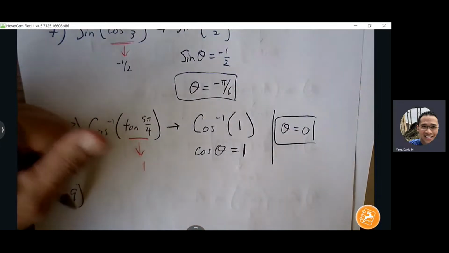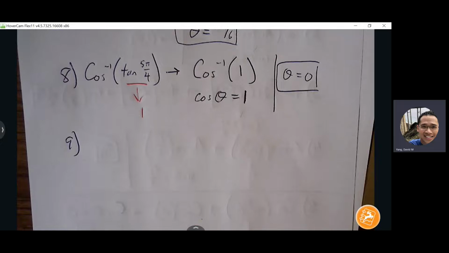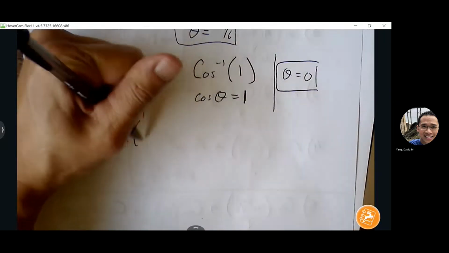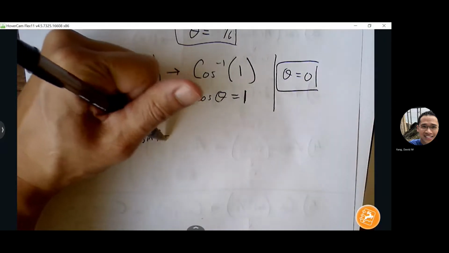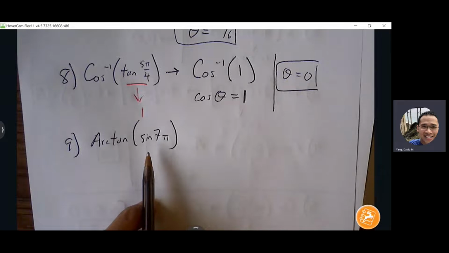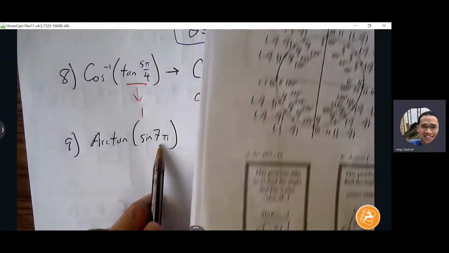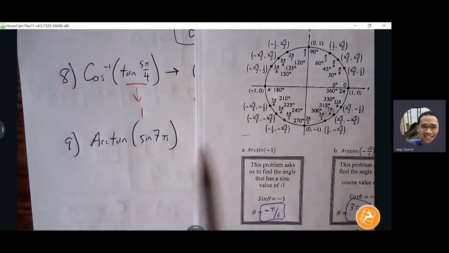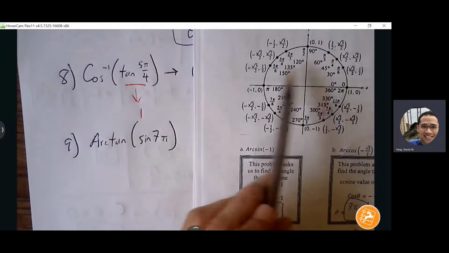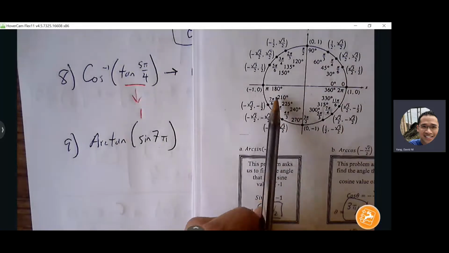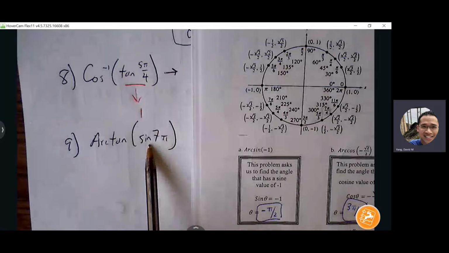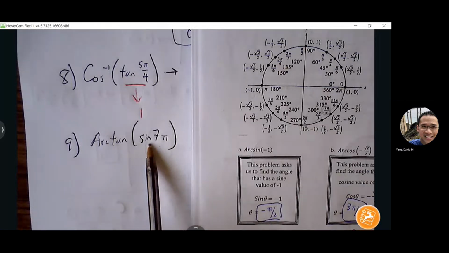Okay, number 9. Arctangent of sine of 7 pi. Sine of 7 pi, that's the same thing as what? As sine of pi, right? It's going to keep recycling every 2 pi. So basically, what's sine of pi then going to be? 0.